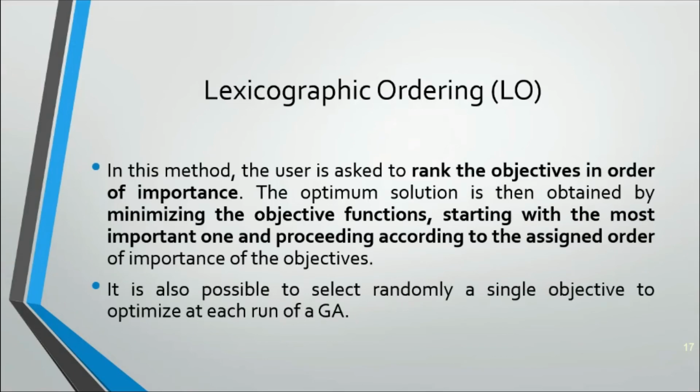So then it is also possible to select randomly a single objective to optimize at each run of a GA. That is also possible in the case of lexicographic ordering. That is, on each generation of GA, one particular objective function is optimized and all others are left as blank. So that is also possible.